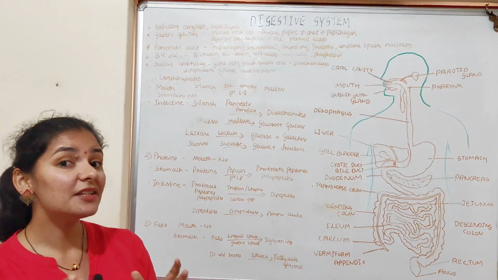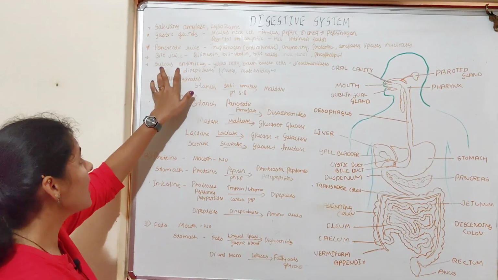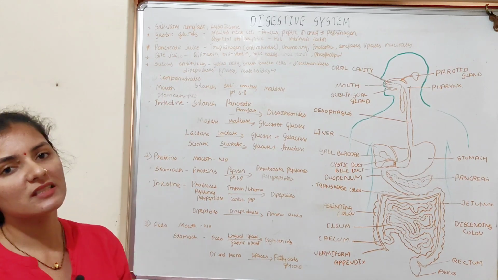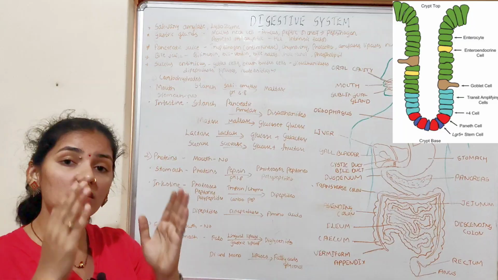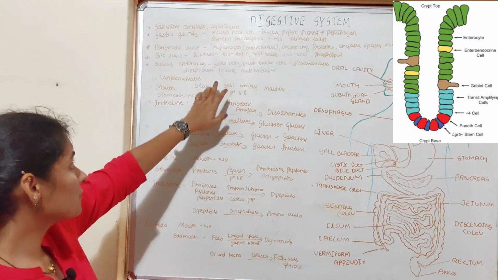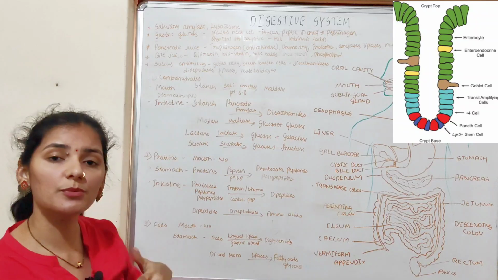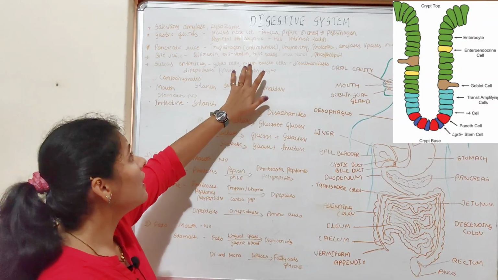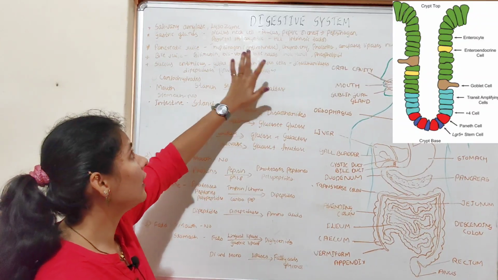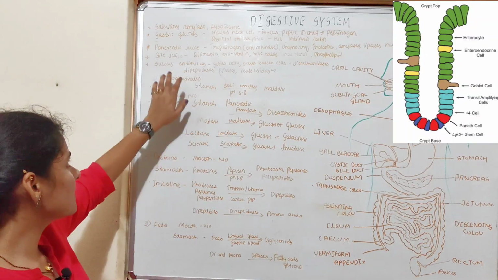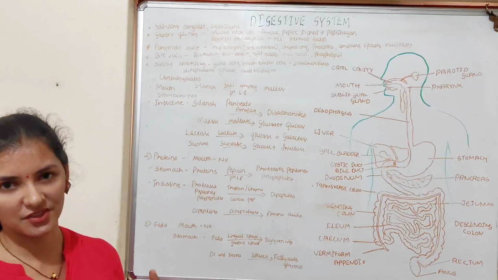The third one is intestinal juice, which is also known as succus entericus, and it is produced by the mucus layer of the intestine. So the mucus layer of the small intestine gives rise to goblet cells and the brush border cells. These goblet cells produce mucus, and the content of the brush border cells along with the mucus produced by the goblet cells makes succus entericus, or the intestinal juice.